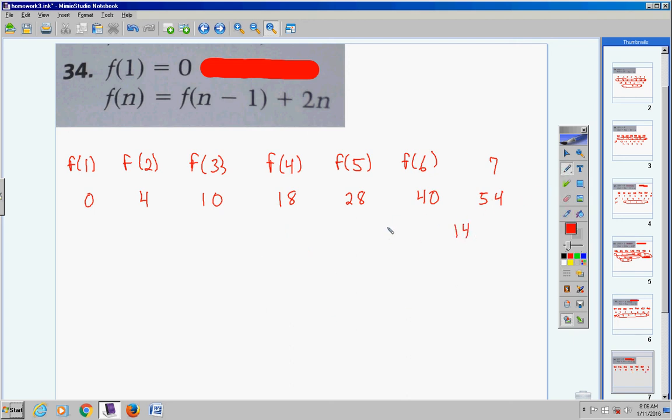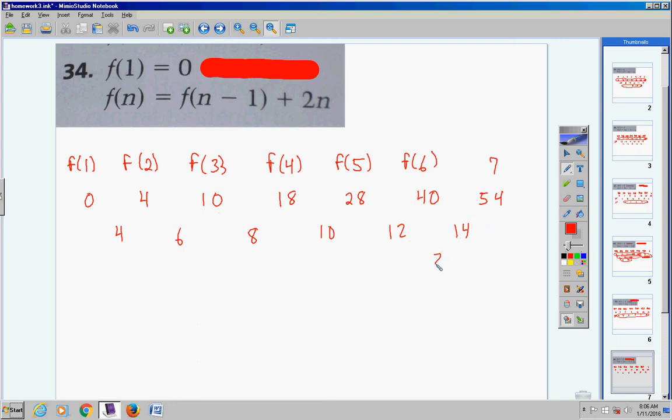14, 12, 10, 8, 6, 4. How'd I get those? 54 minus 40, 40 minus 28, 28 minus 18, 18 minus 10, 10 minus 4, 4 minus 0. Well, do all of these numbers match? No. Let's do it again.